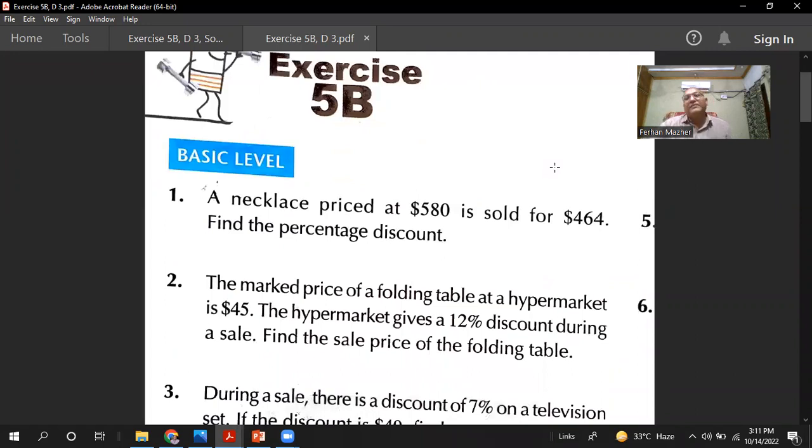The first question coming up on your screen. A necklace priced at $580 is sold for $464. Find the percentage discount. Okay, so the mark price was $580. The sale price is $464. So they have given you a discount. So we can find that discount as mark price minus the sale price. And then the percentage discount is discount divided by the mark price multiply 100.